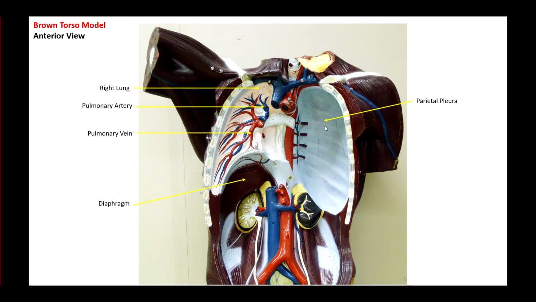This is the pleura. The pleura would be the lining around the pleural cavity. So that would be this blue membrane right over here, and it would be the same membrane that's on the lung. That would be the visceral pleura. So this would be the parietal pleura, since it's on the wall of the cavity.